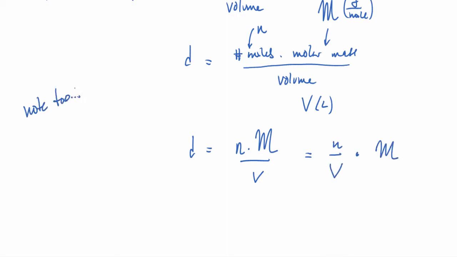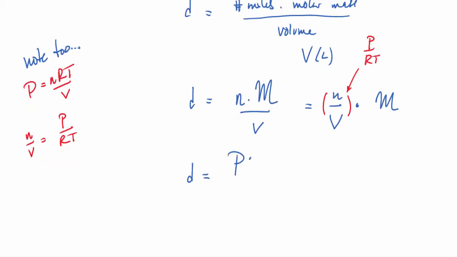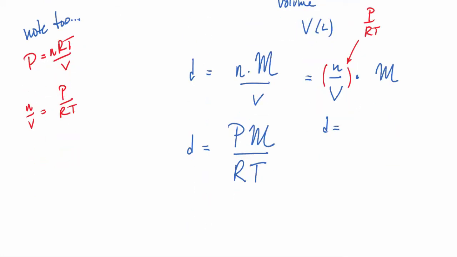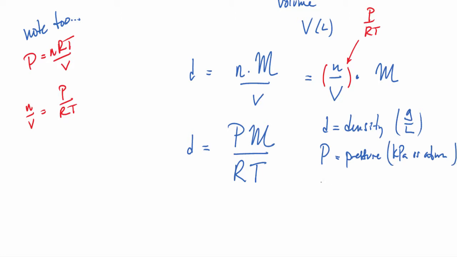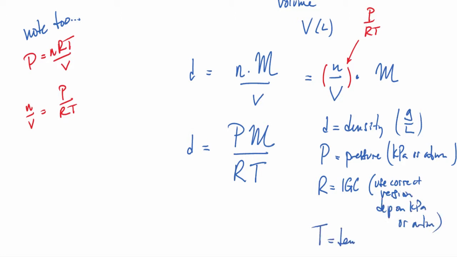I'll separate n over V here because, if you notice on the side, n over V is also equal to P over RT from the ideal gas law. Substituting that in, we wind up with D equals PM over RT, or the density of an ideal gas in grams per liter. The pressure is in kilopascals or atmospheres, depending on which R value you use. And R here is the ideal gas constant. Use the correct version, depending on kilopascals or atmospheres. Never forget that one. And finally, the temperature here will be in Kelvin. So this is the density of an ideal gas.